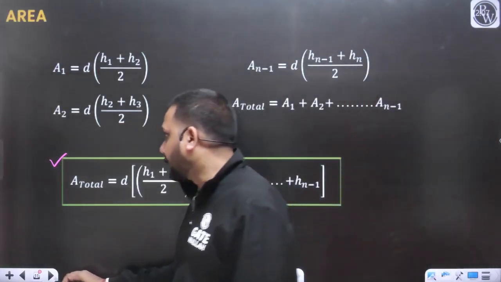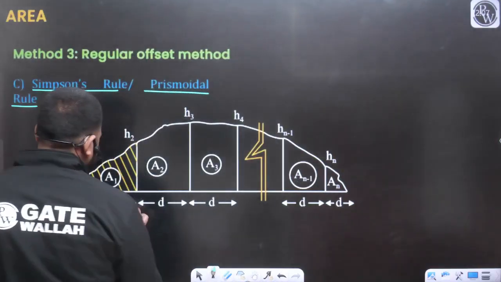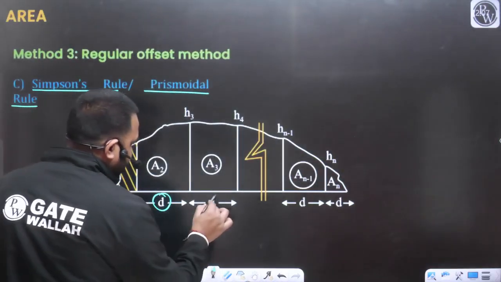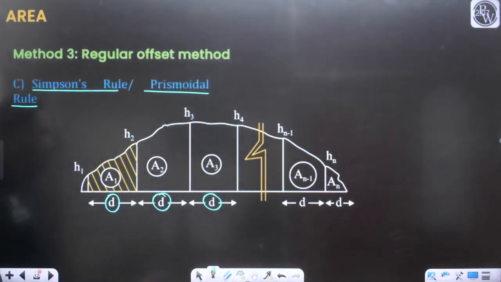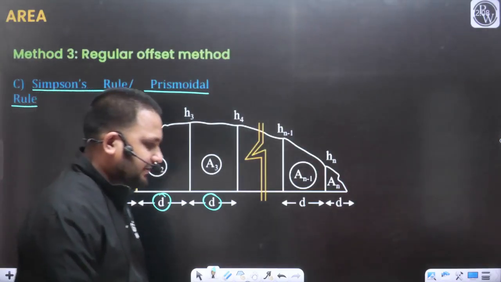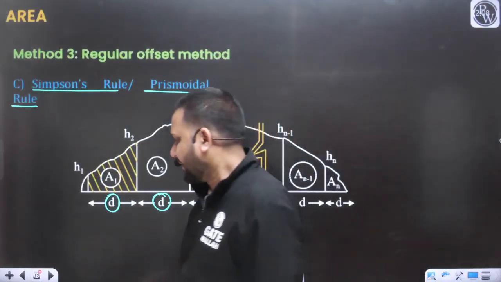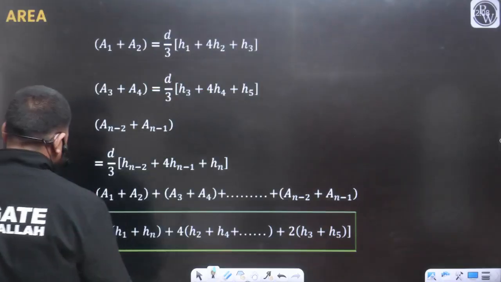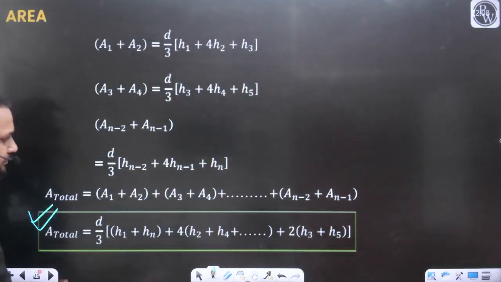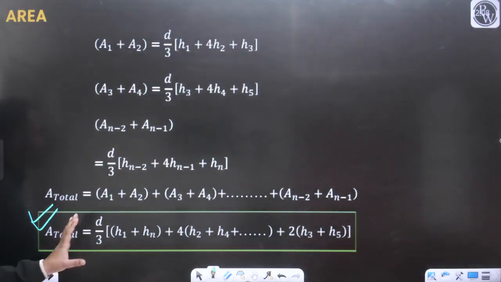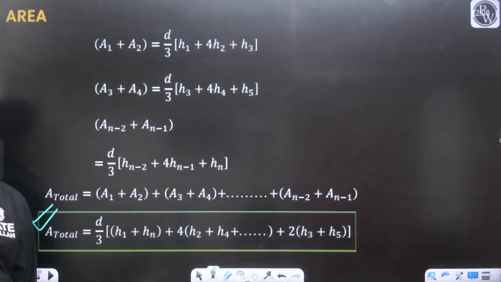Similarly, if I talk about Simpson's method, this method is also valid for the regular offset method. Here also we are considering all the offsets at a regular interval, that is d. So what will be the formula in this case? This is going to be the formula, and I suggest you remember the formula only. We will directly apply it to get the answer.